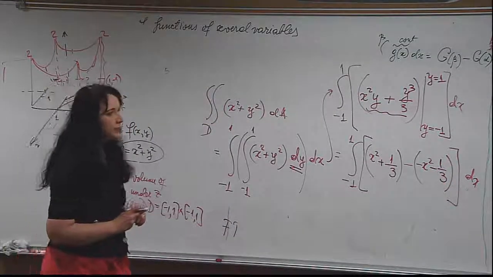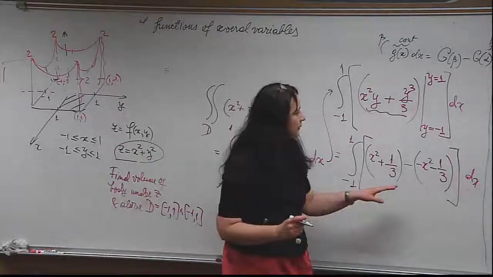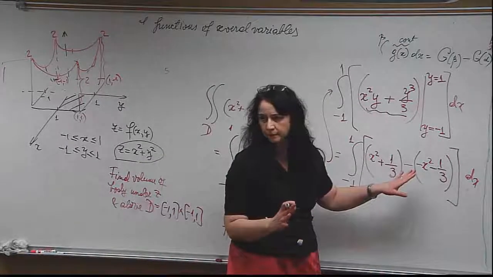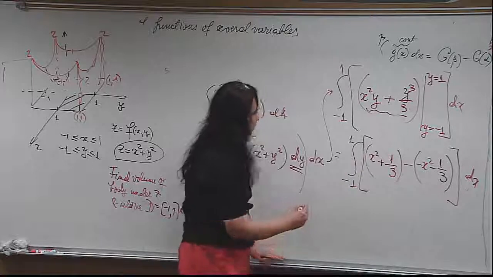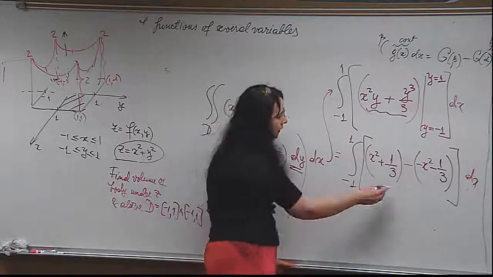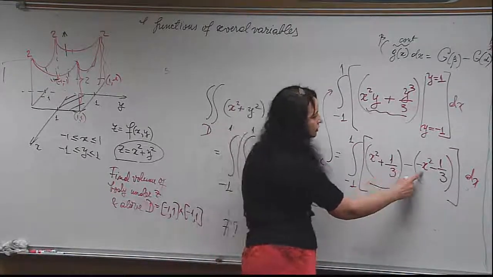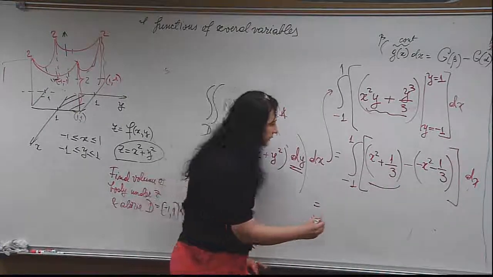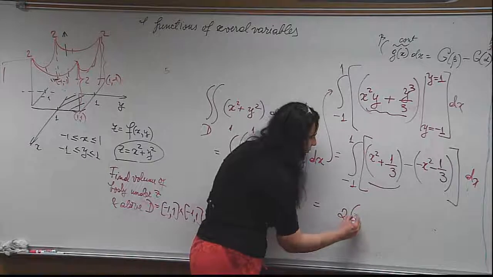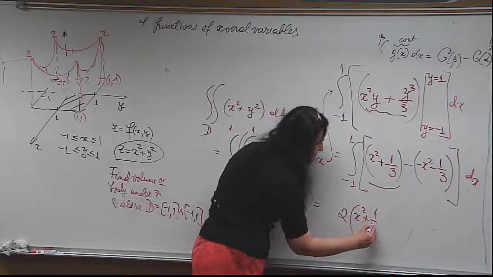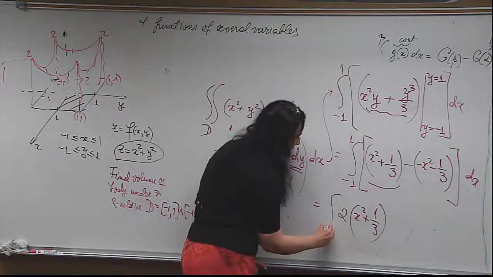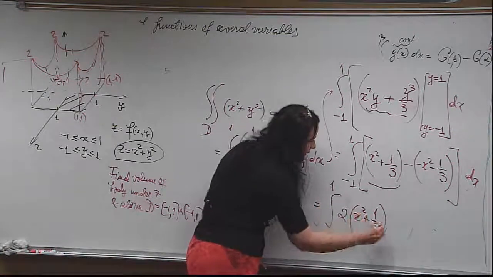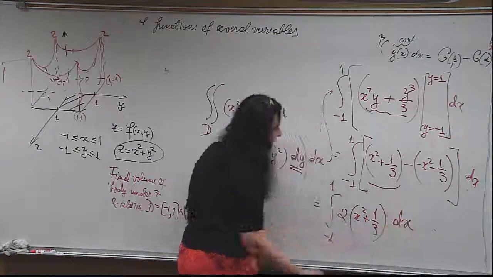I have to pay attention. You realize that if I mess up a sign, it's all gone. So, in this case, I have a minus in front of a minus, which is a plus, so I'm practically doubling the x squared plus 1/3 and taking it between minus 1 and 1, just with respect to x.